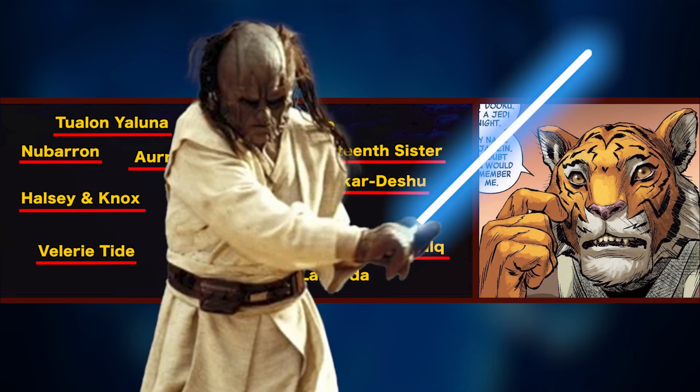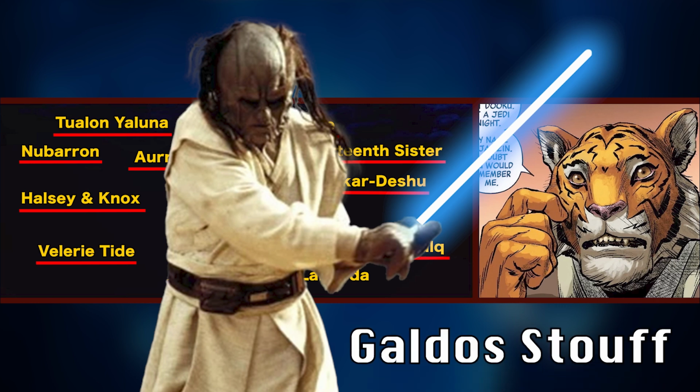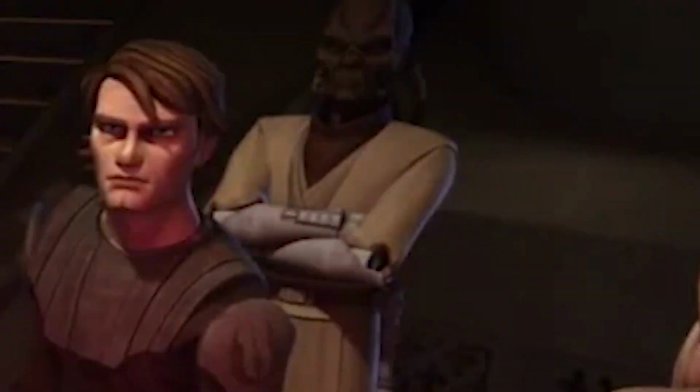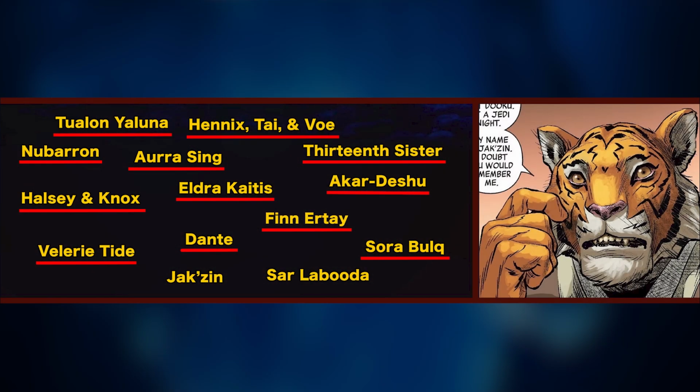Next is Sora Bulk. He was a Weequay Jedi who trained Gladys Stoof as his Padawan. He fought in the Battle of Geonosis and survived, and was active in the Clone Wars. He first appeared in Attack of the Clones.